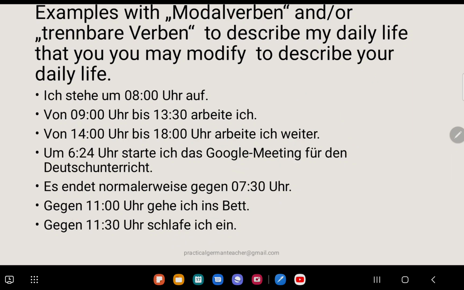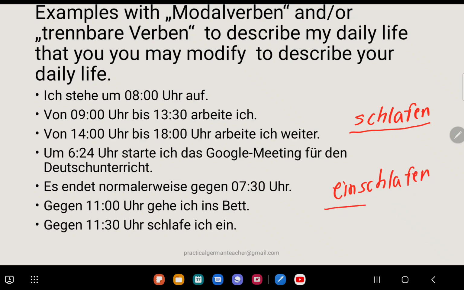All right. Also, what I want to say is that you have schlafen, right? It means to sleep. Then if you add this ein to it, einschlafen, it still means sleep, but there is a subtle difference. So schlafen means to sleep. Einschlafen means to fall asleep.